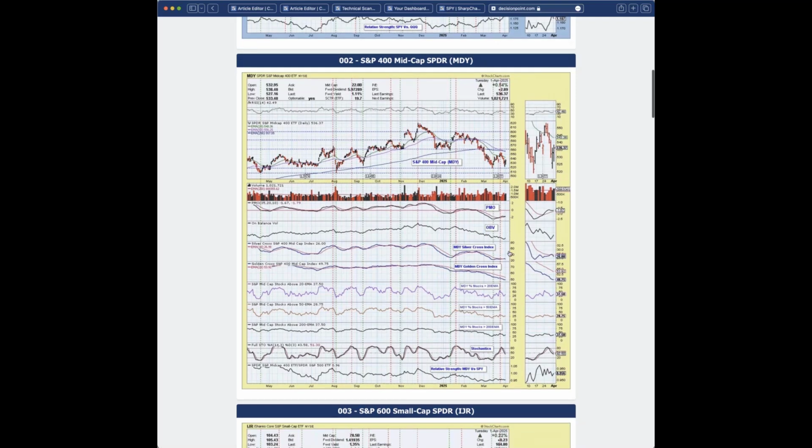But there you go, there's your under the hood, and the relative strength then becomes the index or sector versus the SPY, so you can get a sense of what's happening. Right now you can see relative strength-wise, the S&P 400 is pretty much traveling in line with the SPY at this point.